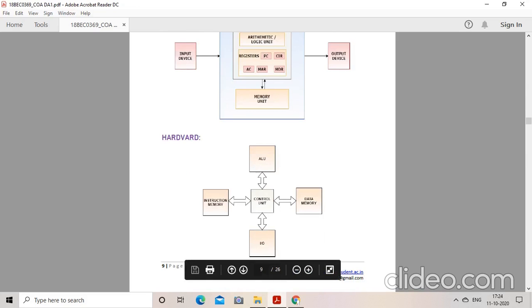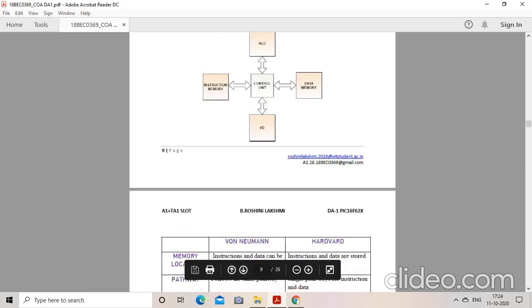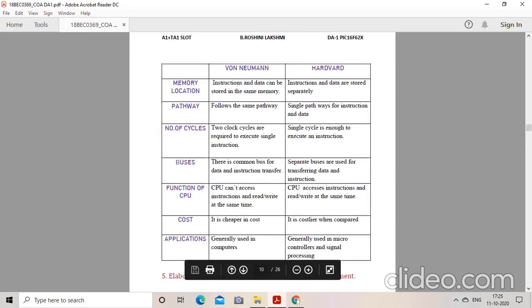And these are the terms with which I correlated. Memory location: instructions and data can be stored in the same memory in von Neumann. Instructions and data are stored separately in Harvard. Pathway: von Neumann follows the same pathway, Harvard follows a separate pathway for instruction and data. Number of cycles: multiple clock cycles are required to execute a single instruction in von Neumann. A single cycle is enough to execute an instruction in Harvard.